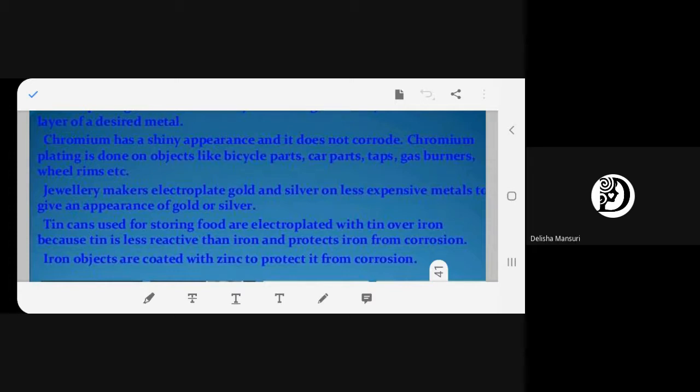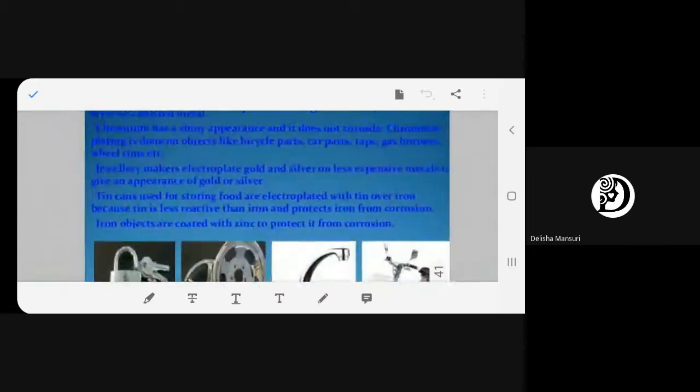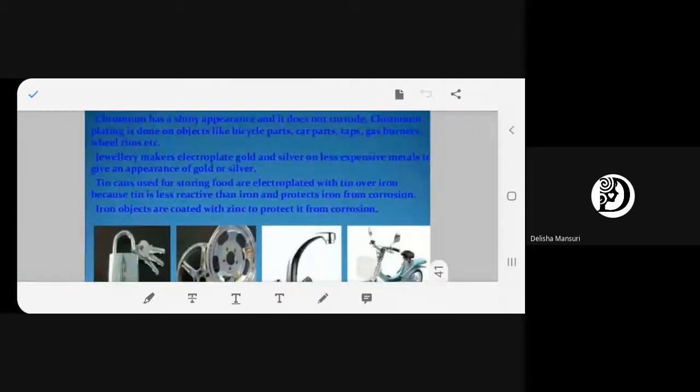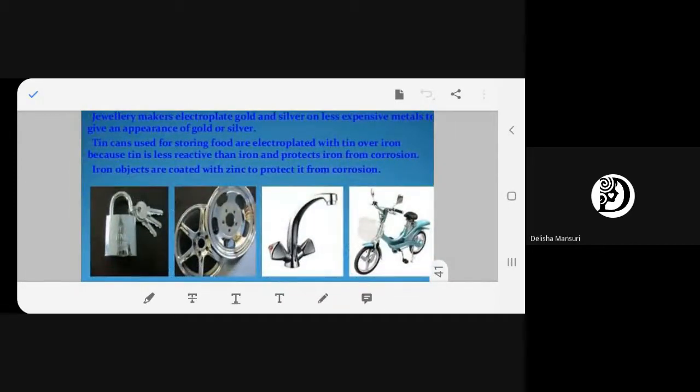Tin cans used for storing food are electroplated with tin over iron because tin is less reactive than iron and protects iron from corrosion. Iron objects are coated with zinc to protect it from corrosion. Fine. The same examples, so no need to explain because I've already taught you.